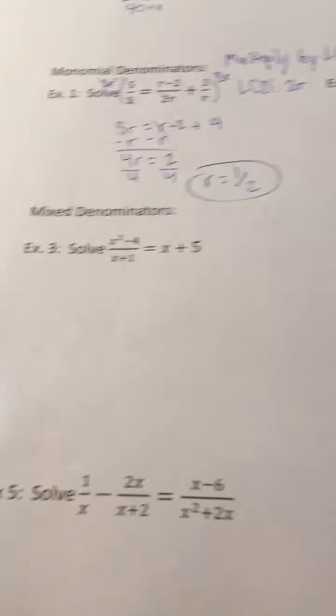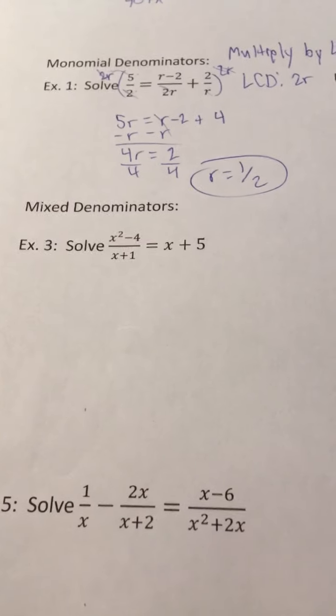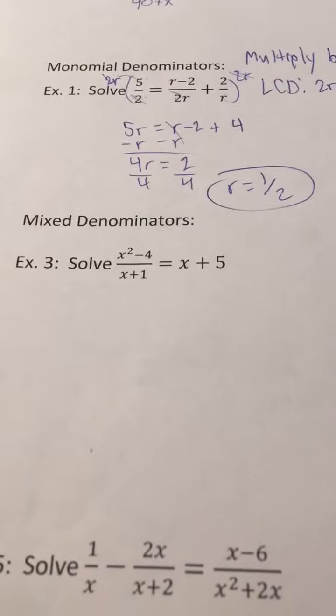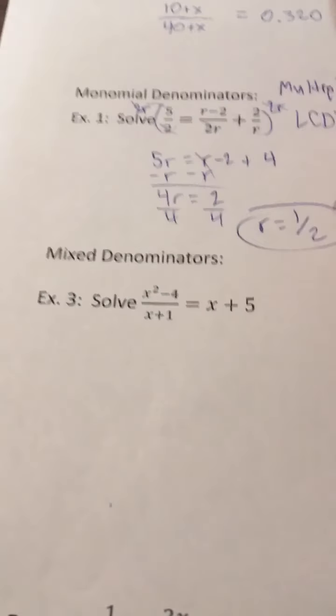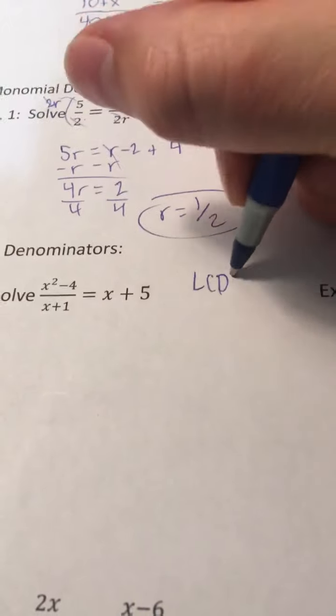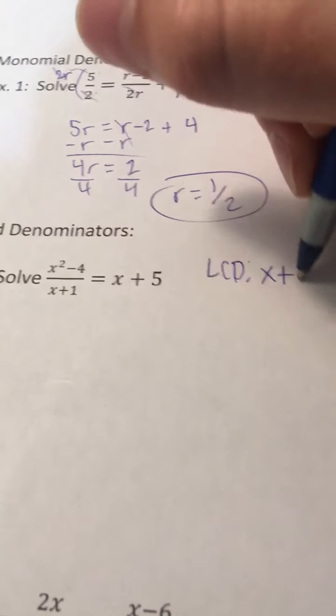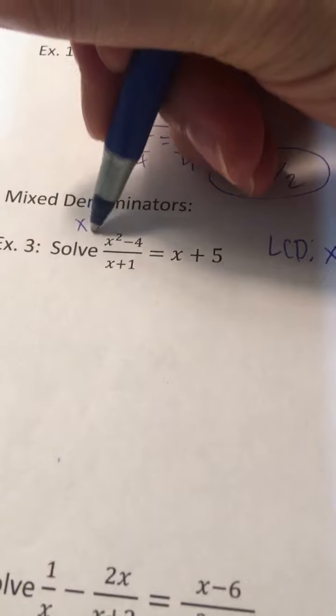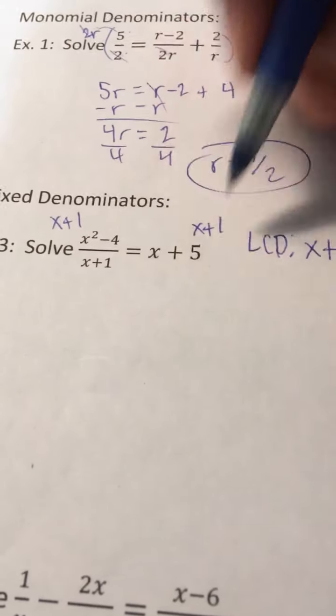All right, so now let's look at what happens when the denominators are not monomials. So again, just like the last lesson that we did. So example 3, there's only one denominator. It's x plus 1. So that automatically means LCD in this problem is x plus 1. All right, so I need to go through and multiply both sides of this equation by x plus 1.